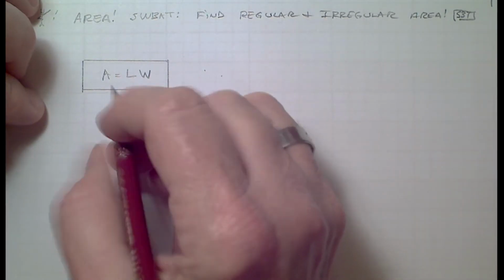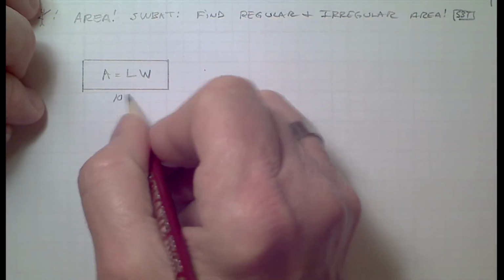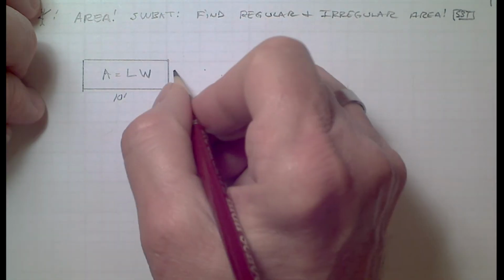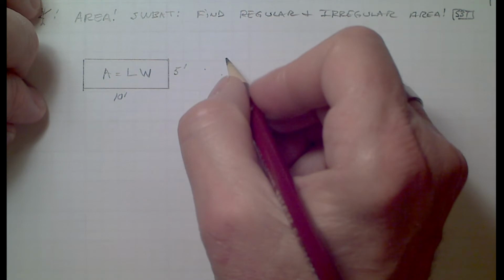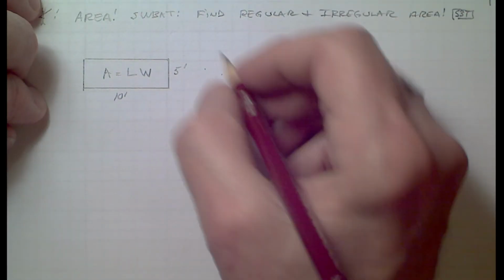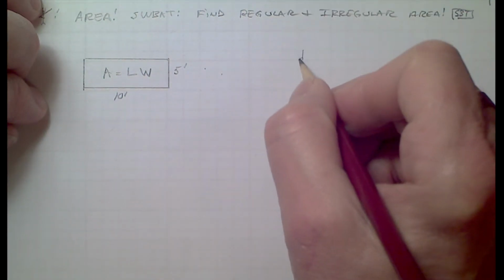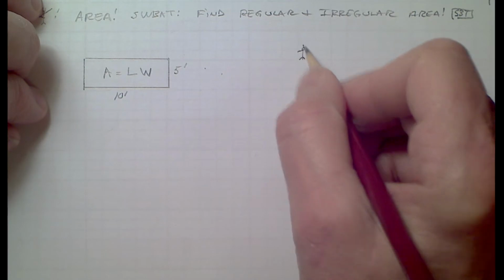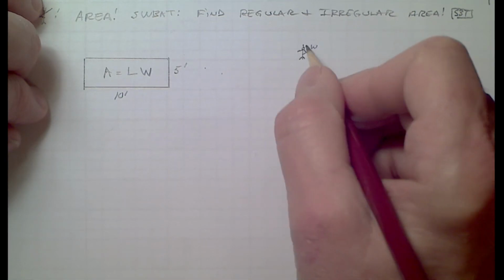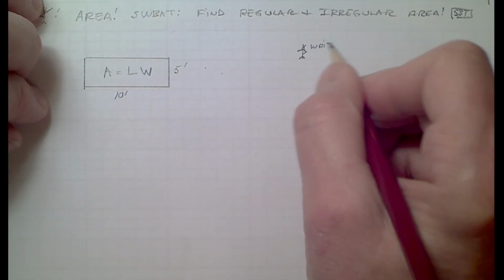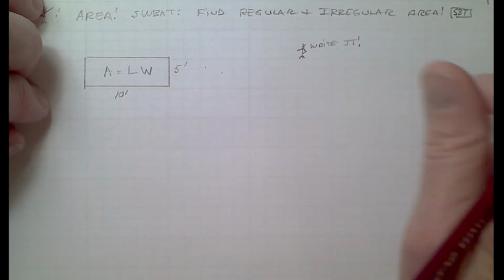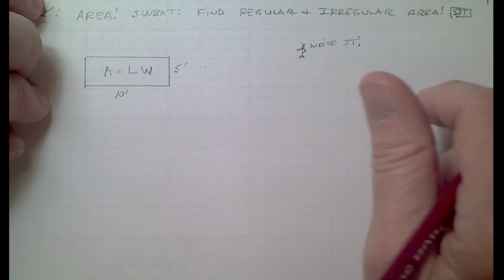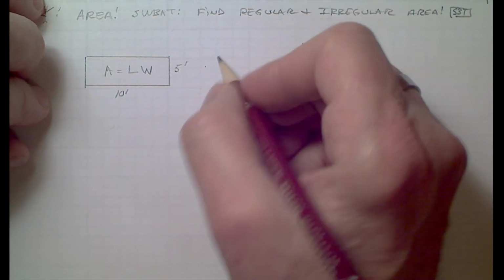So let's say I have something like a 10-foot piece of grass, and it's 5 foot wide. Okay, so if you have a formula, write it. My little guy here says, write the formula. A lot of the stuff that we're going to do here at the end of this class is all going to be formula based, so we're all just going to write the formula on every problem.